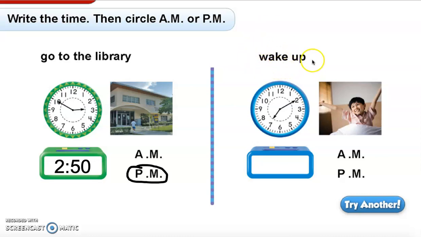Now let's look at this one. So waking up. Let's check the time. The hour hand is pointing right at the 7, and the minute hand is pointing at the 2. So we go 5, 10. So right now this time is showing 7:10. Now 7:10, would you be waking up at 7:10 a.m. or would you be waking up at 7:10 p.m.? I'm going to give you another few seconds to think about that. Would you wake up at 7:10 a.m. or 7:10 p.m.?